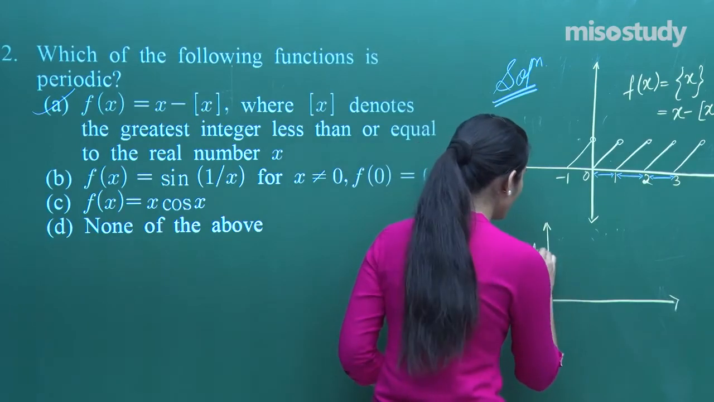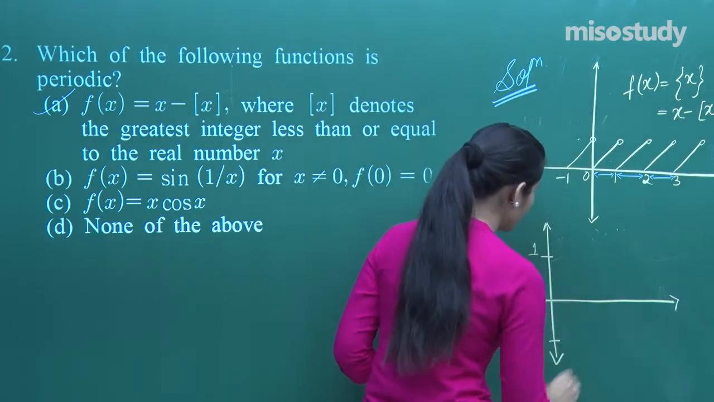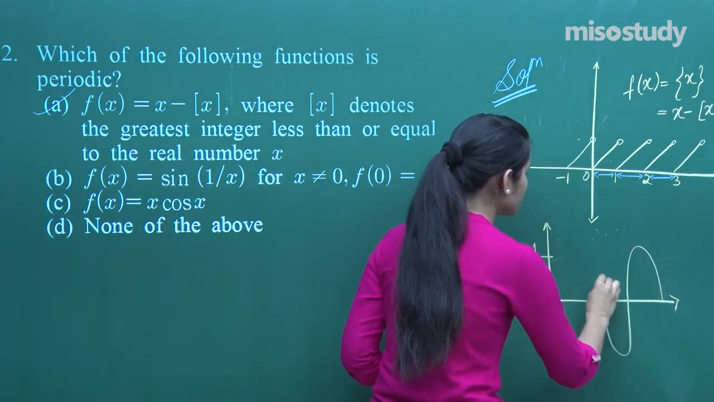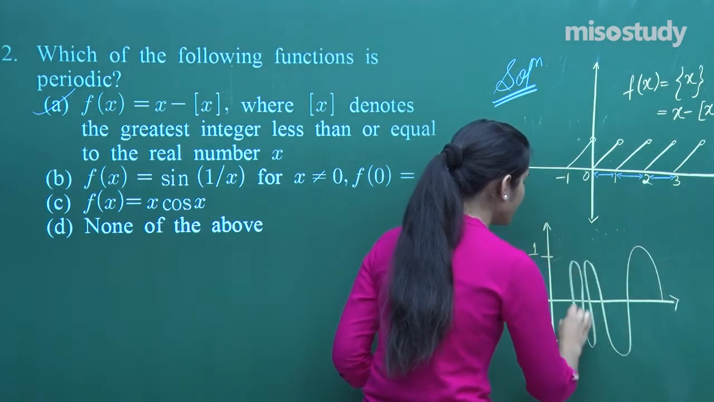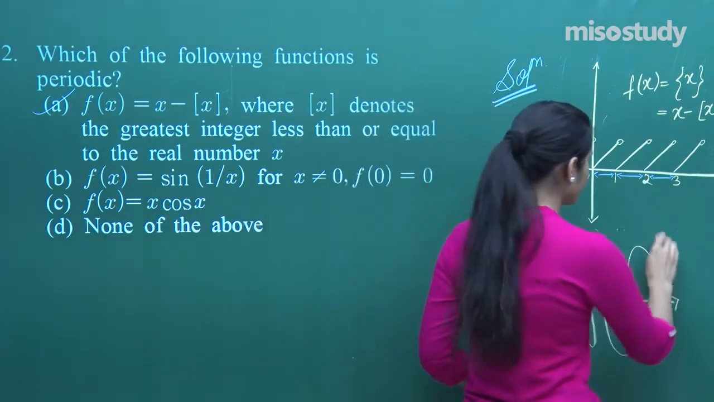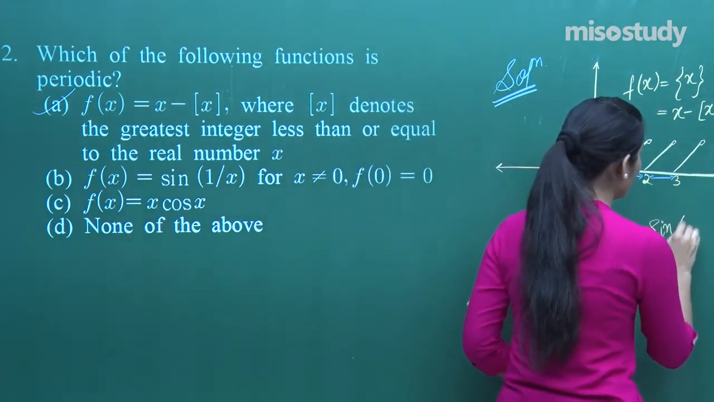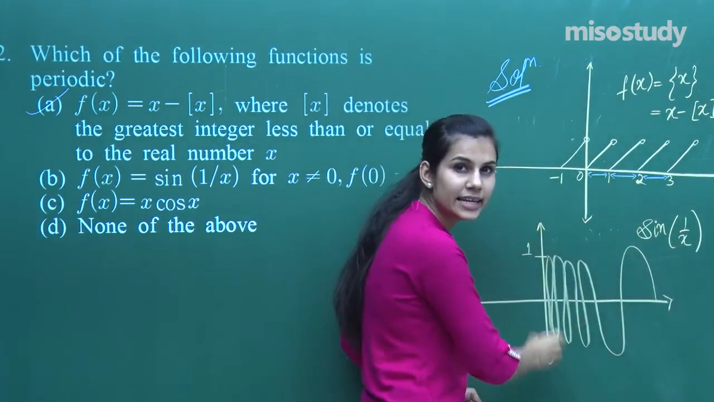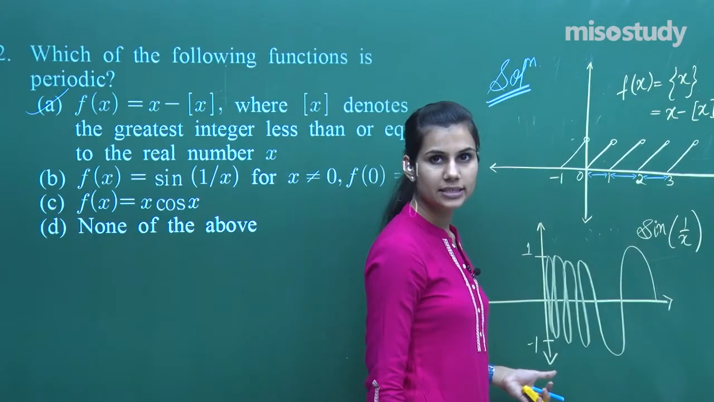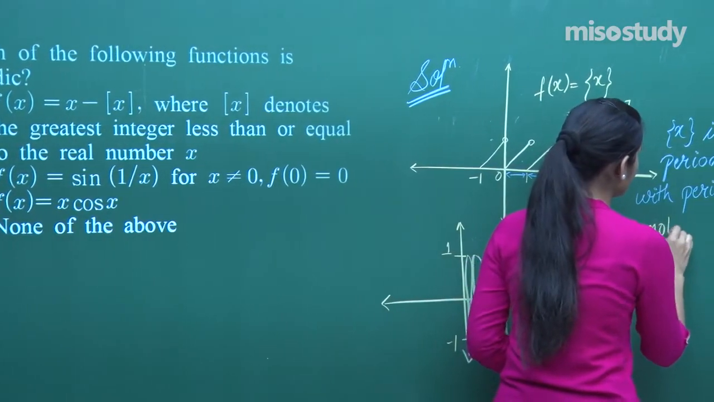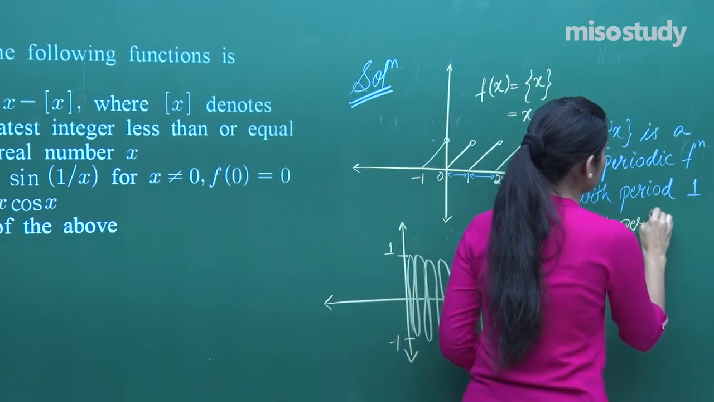So if this is your 1, this is your minus 1, I am saying that as you come closer and closer, the oscillations keep on increasing. This is how the graph of sine 1 by x looks like. It just keeps on becoming dense and dense closer to the y-axis. And that is why this is not periodic. It does not repeat its behavior.